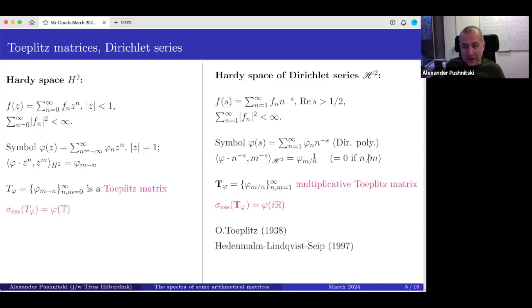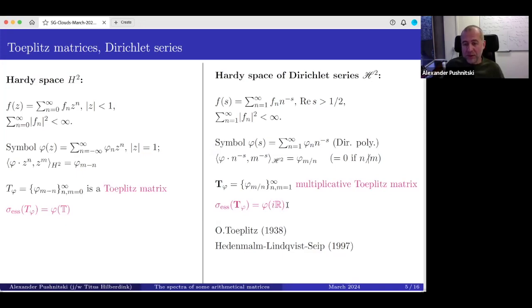So this is a kind of similar structure to the classical Toeplitz matrix, but instead of minus, you get divided, right? So instead of additive structure, you use the multiplicative structure of integers. And so a matrix of this form became known as a multiplicative Toeplitz matrix. More or less mimicking the standard theory, you can prove that the essential spectrum of this multiplicative Toeplitz matrix corresponds to the values of your symbol on the imaginary line. Here I'm assuming that it's a Dirichlet polynomial, so it makes sense to take it on the imaginary line.